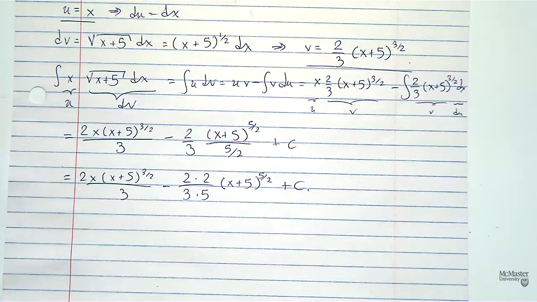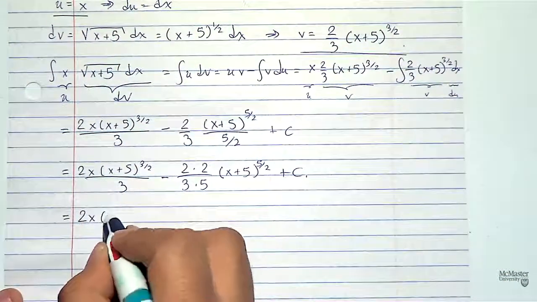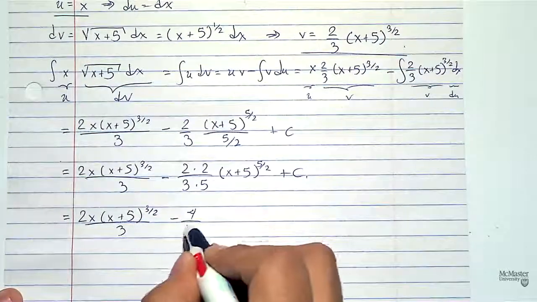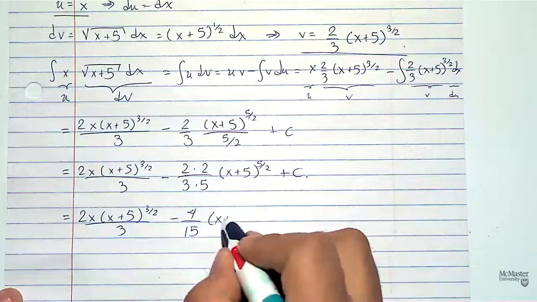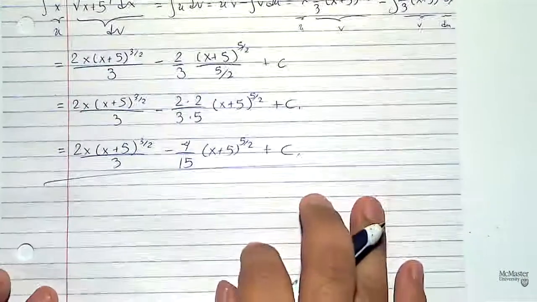In fact, if you put it in a nice fashion, just finalizing these computations, you have 2x times (x plus 5) to the 3/2 divided by 3 minus 4 divided by 15 of (x plus 5) to the 5/2 plus a constant of integration. And this is the end result.